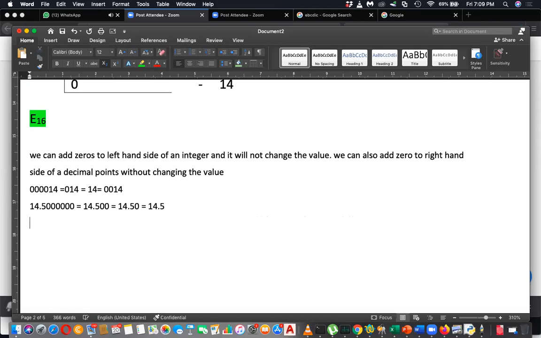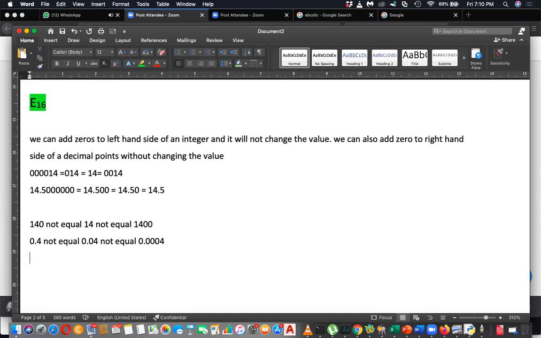But on the other hand, this is not equal. 140 is not equal to 14. And 14 is not equal to 1400. On the other hand, 0.4 is not equal to 0.04. So these are some valid points.